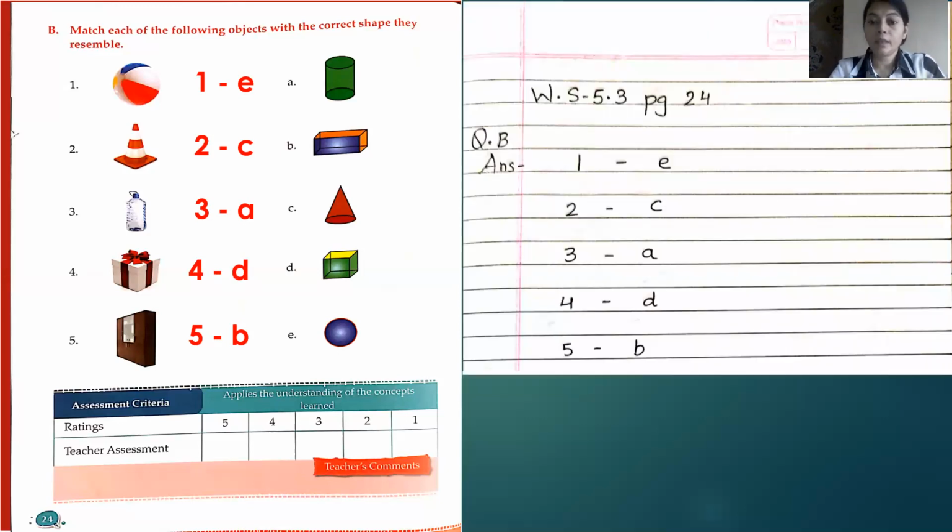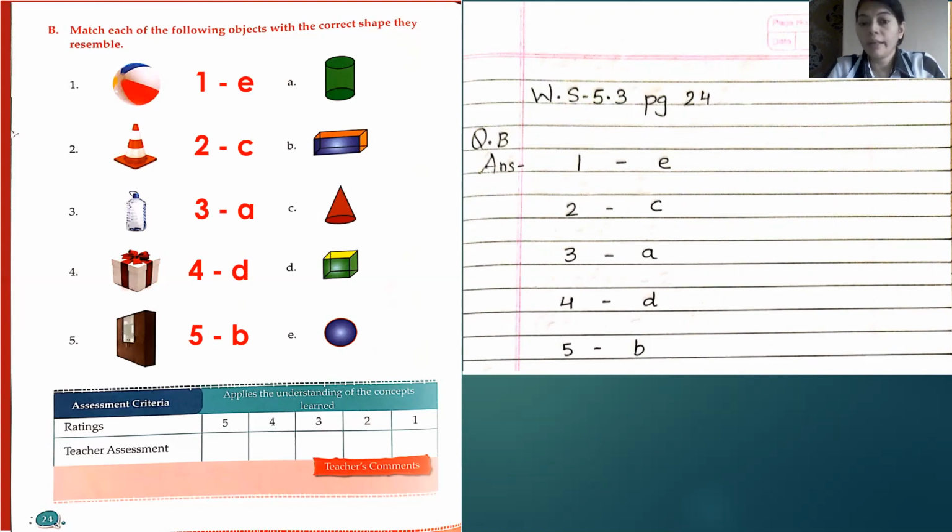So now let's see how are you going to write it in the notebook. You are going to write it in the same way, children, how teacher has written in the notebook. I'm showing you the notebook part. You will write WS, that means worksheet number. Which worksheet is this? This is 5.3. Then write the page number, that is 24. Then leave one line and write question number B.